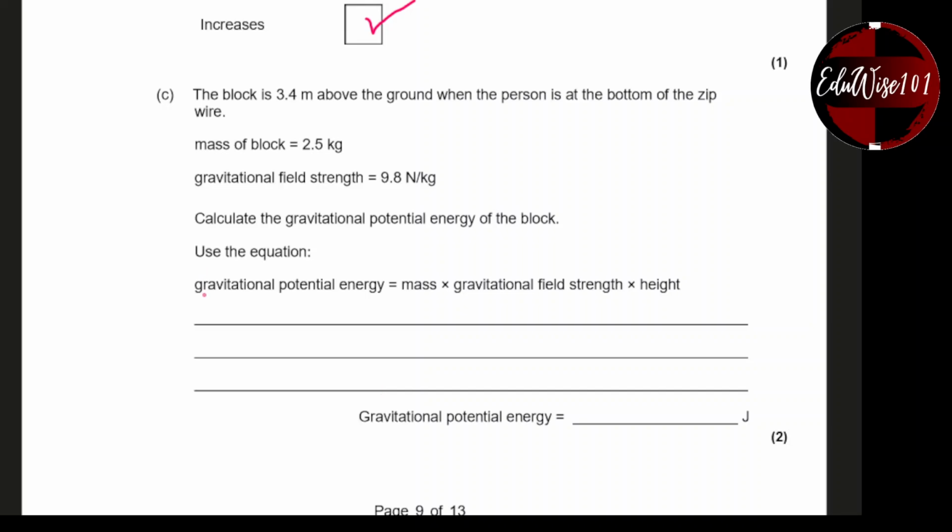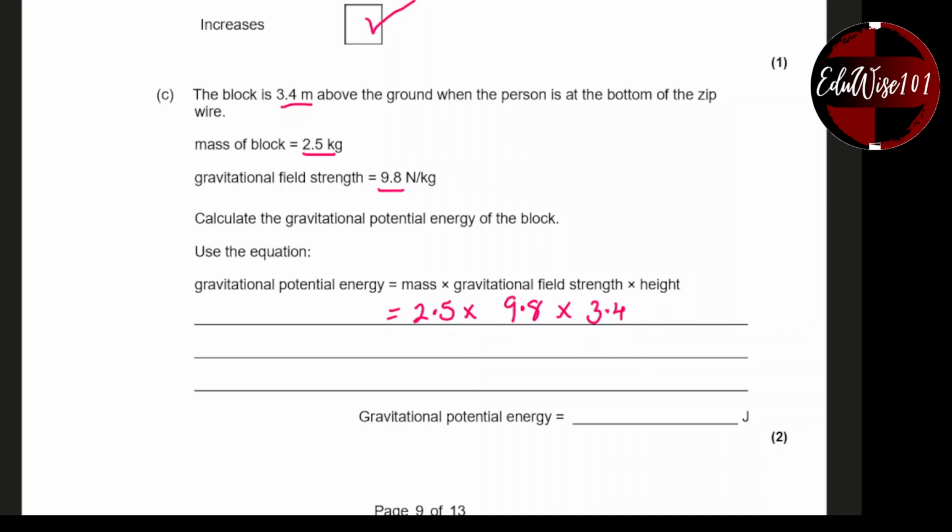C, the block is 3.5 meters above the ground when the person is at the bottom of the zip wire. The mass is 2.5, gravitational field strength is 9.8. Calculate the gravitational potential energy. So you have the mass. They have given you the equation. Mass is 2.5 multiplied by the gravitational field strength, 9.8, multiplied by the height, which is 3.4.